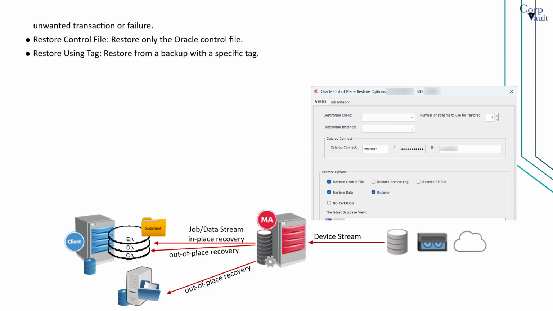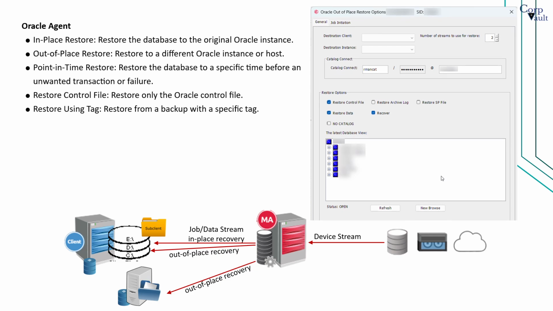For Oracle Agent, these restore options are available for use. You can restore the database to the original Oracle instance, or restore to a different Oracle instance, or host. You can perform point-in-time restore, to a specific time before an unwanted transaction, or failure. You can restore only the Oracle control file, if required. You can also restore from a backup with a specific tag.